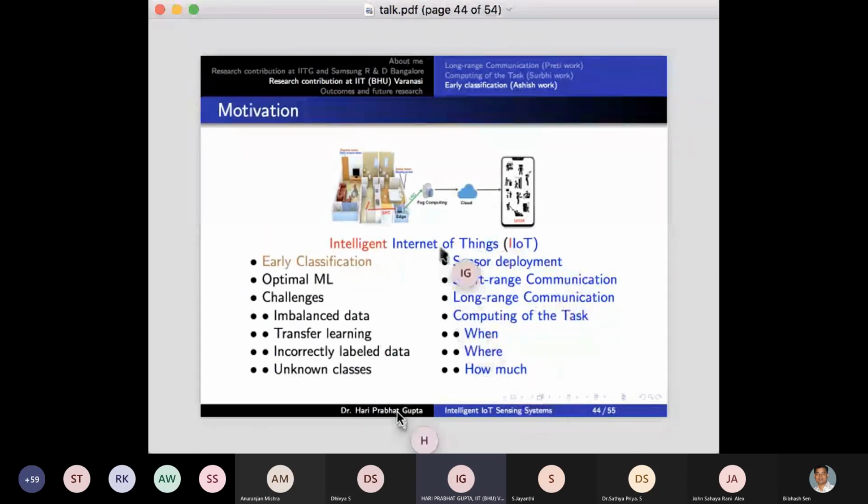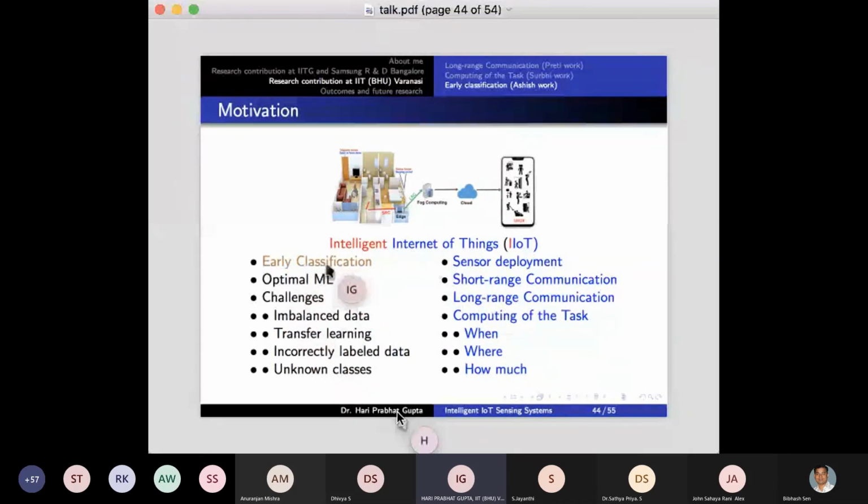So up to now we covered the IoT, Internet of Things. We considered sensor deployment, deterministic or random. Short range communication, BLE, for sensor to sensor. Long range, from sensor to the processing device. And for computing, whether we can process right now or wait for some time, where we can process at the edge device, the fog device, or the cloud device, and how much percentage we can process at the fog, at the edge, and at the cloud. So this is one direction, and we have covered this one direction.